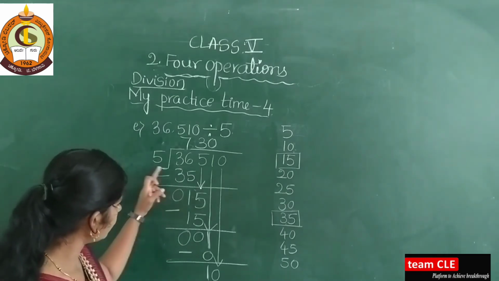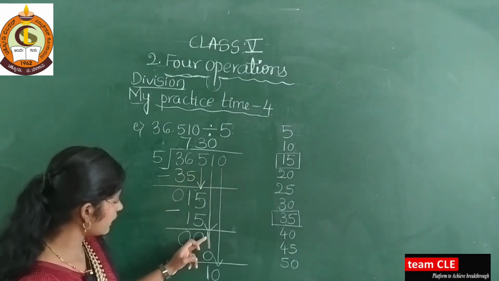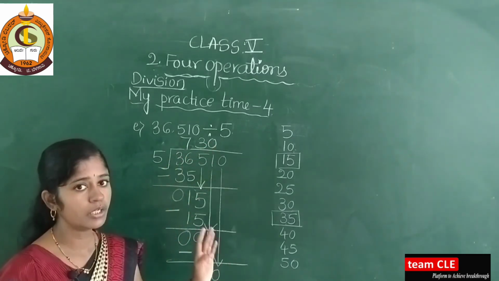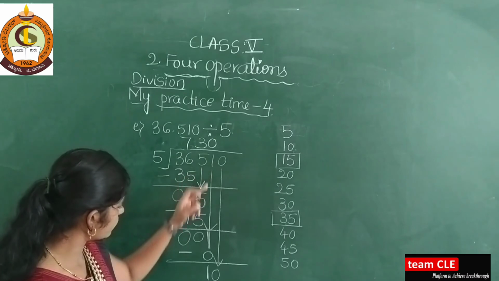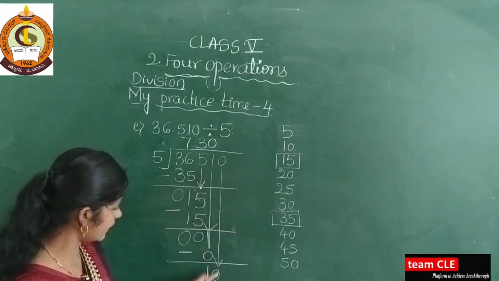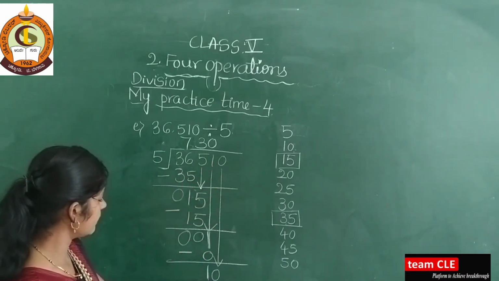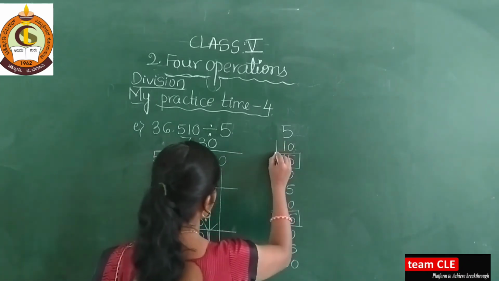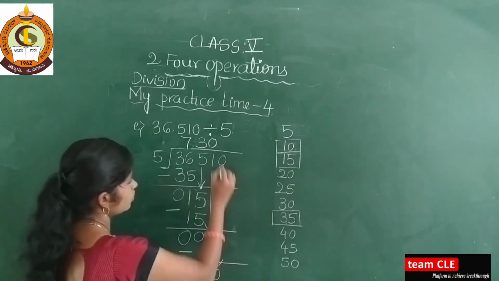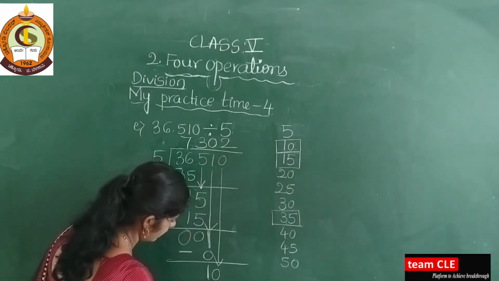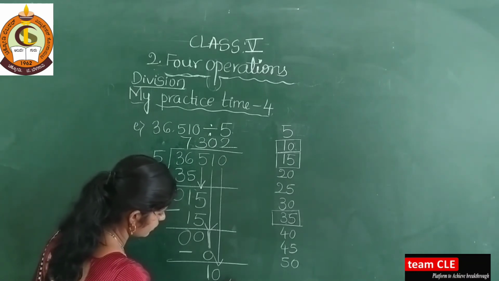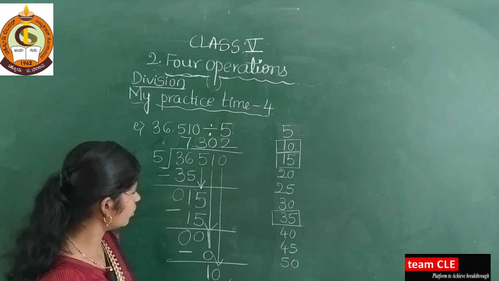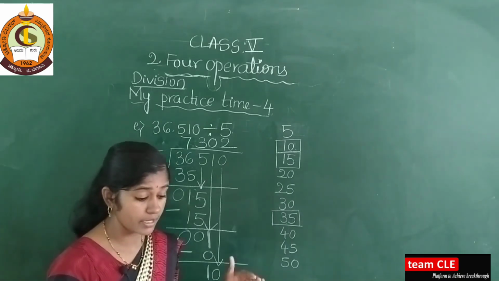Then how much is it? 10. Don't take it directly; 1 is there, so you put 0 in the quotient, then take this 0 down. So 5 into 0 is 0, 1 minus 0 is 1, and take this 0 down. Next it becomes 10. In the 5 table 10 is there, that is 5 twos are 10, and 0 minus 0 is 0, 1 minus 1 is 0. So the division is over, half the steps are done.